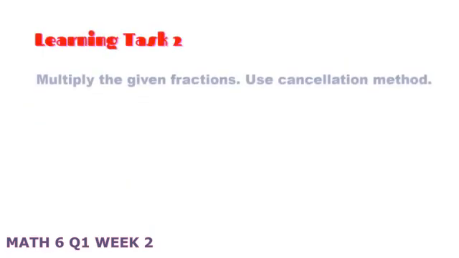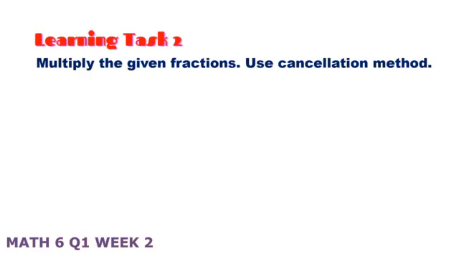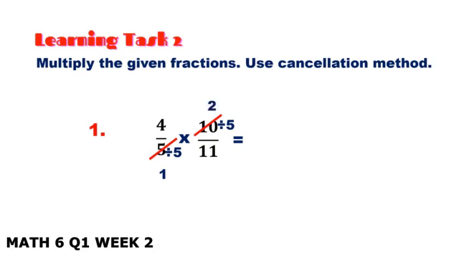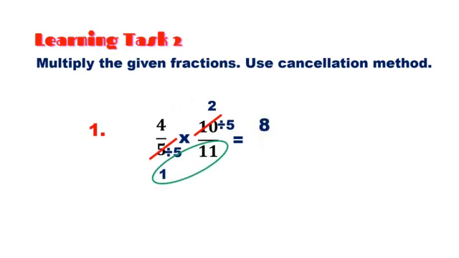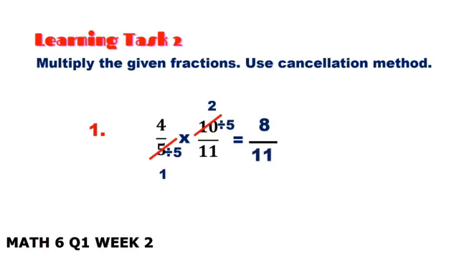Learning task 2. Multiply the given fractions. Use cancellation method. Number 1. 4/5 times 10/11 equals, the common factor of 5 and 10 is 5. So 5 divided by 5 equals 1. 10 divided by 5 equals 2. Then multiply 4 times 2 equals 8. And 1 times 11 equals 11. So the answer is 8/11.